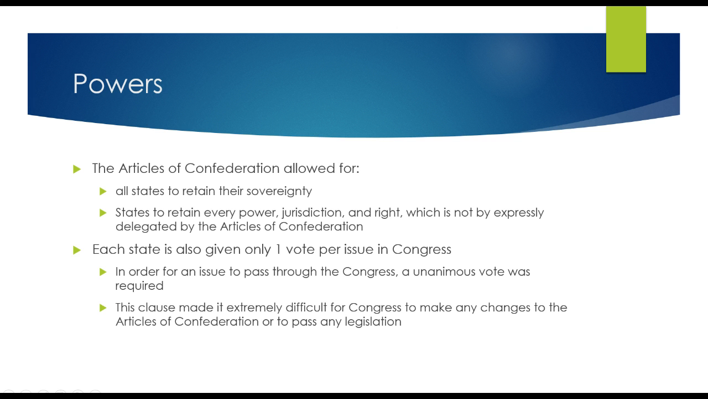Another concept that existed within the Articles of Confederation is that each state was given one vote per issue in Congress. And in order for an issue to pass through the Congress, a unanimous vote was required.